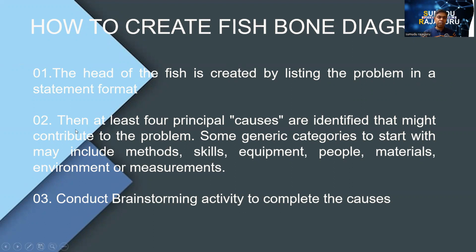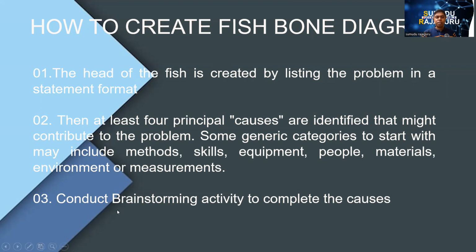The second step is at least four principal causes are identified that might contribute to the problem. When we talk about generic categories, it may be method, skills, equipment, people, materials, environment, or measurement. So we can draw several axes on the main fishbone.